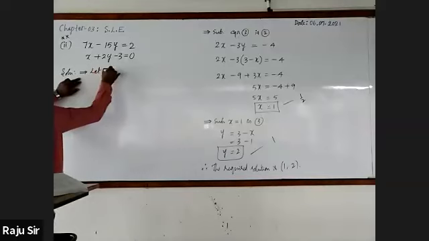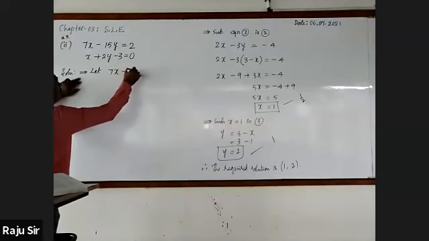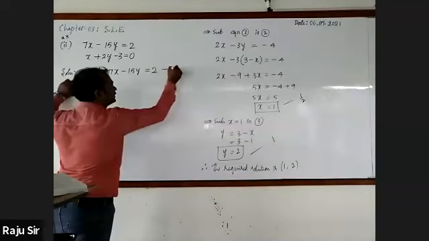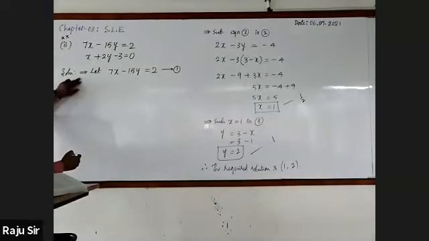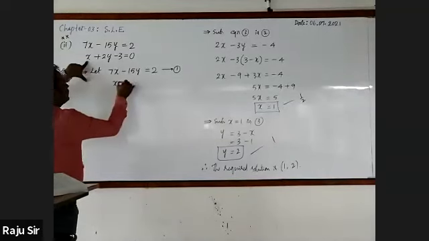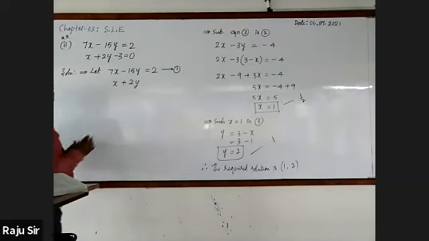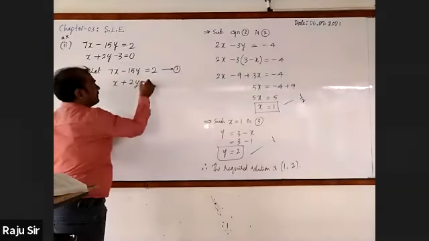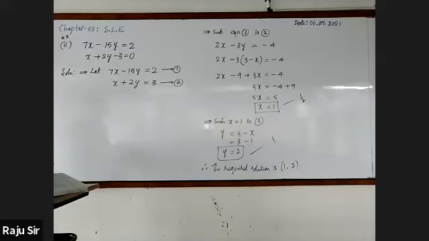Let 7x minus 15y equal to 2. You may call it equation 1. Next, it is x plus 2y. Can we transfer minus 3 to the right hand side? Yes, sir, it is plus 3. Now call it equation 2.